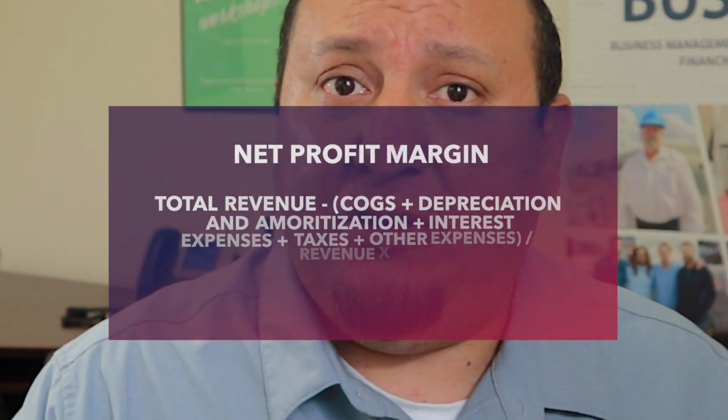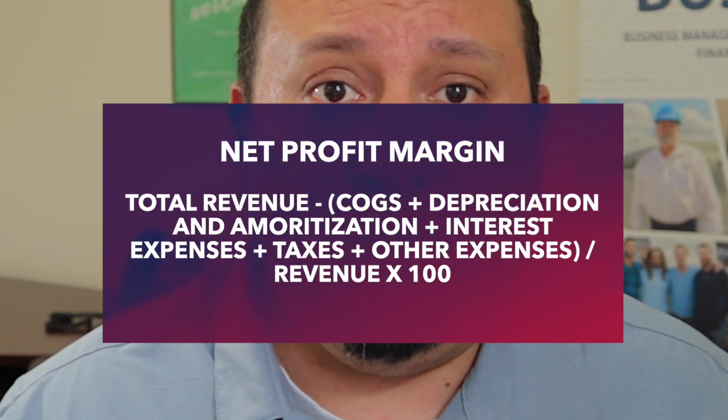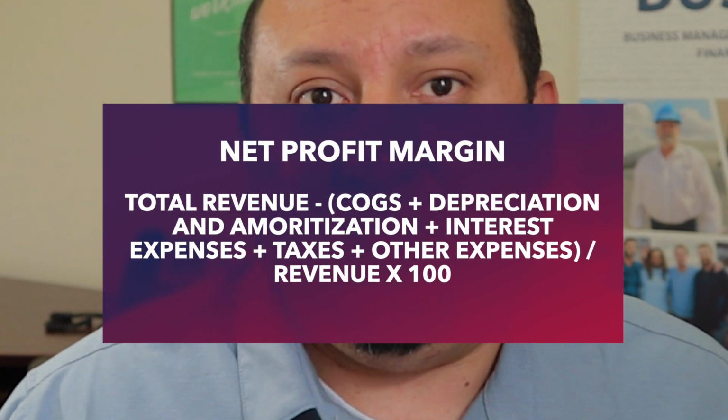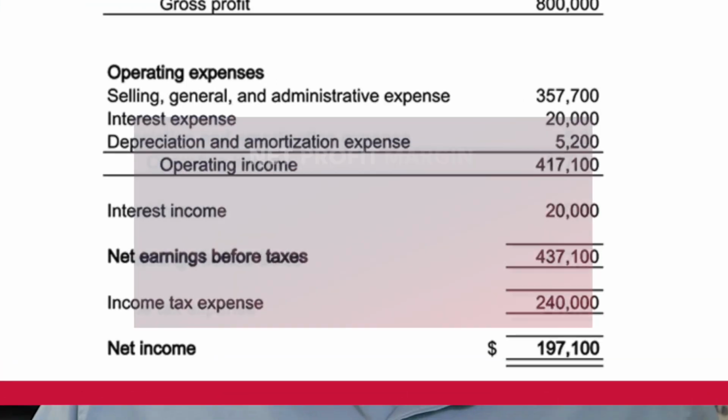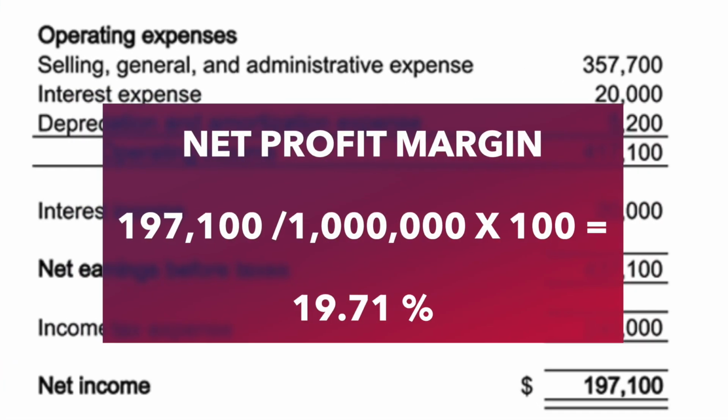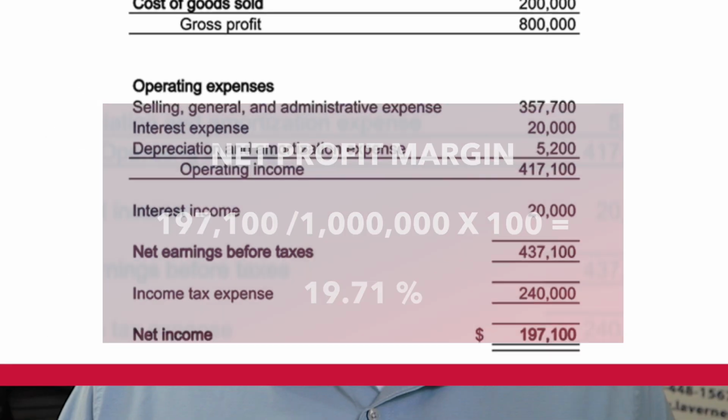84.23%. So net profit margin is the percentage of the business revenue after deducting all expenses. So net profit margin equals total revenue minus your cost of goods sold, depreciation and amortization, expenses, taxes, and other expenses. And when we do all of those calculations, it's going to be net profit divided by total revenue times 100, which gives us 19.71%.